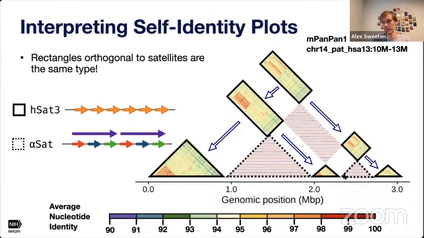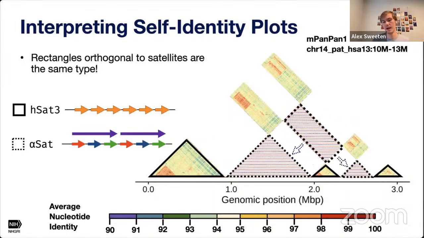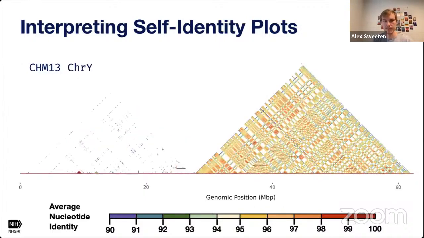We can say the same thing with 2.6 to 3 megabase pairs, that these satellites are all HSAT3. And we can do the same thing with our alpha satellite. We see that they share a common rectangle orthogonal to it off the diagonal. So that means that they're the same class. So that was a pretty easy toy example. In reality, when you're dealing with large chromosomes, this can get significantly messier and a lot harder to interpret.